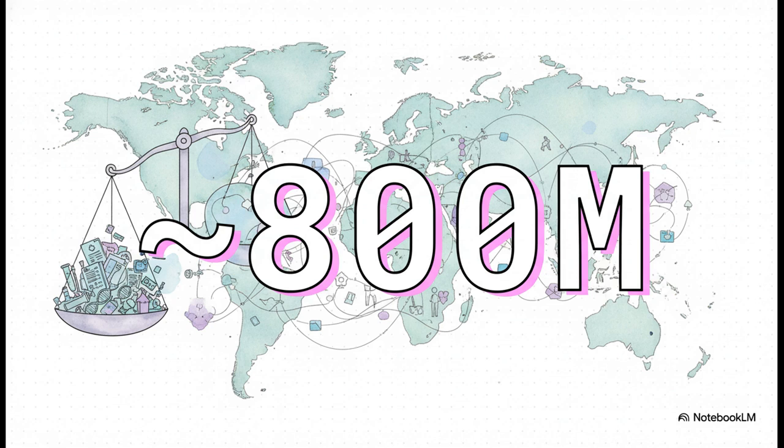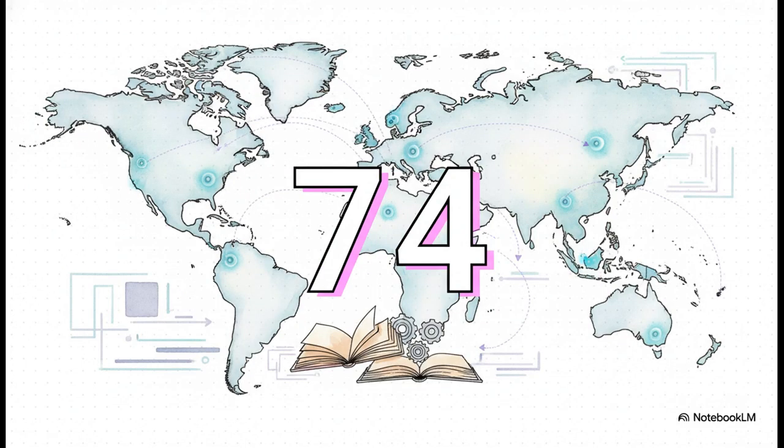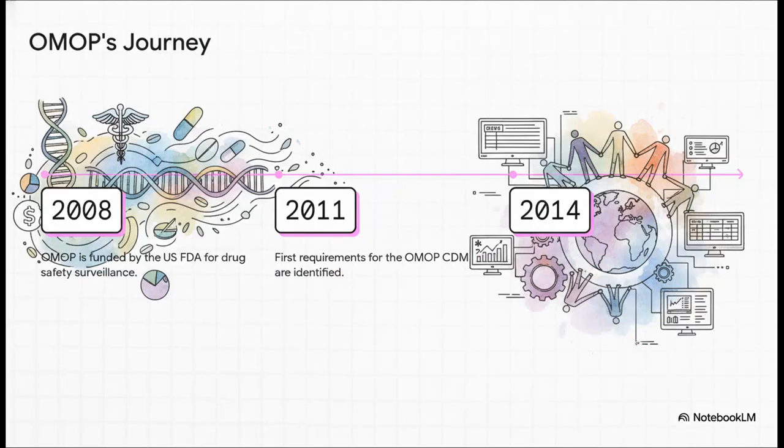This creates a pool of data so massive, it gives us the statistical power to answer questions we could have only dreamed of before. And this isn't just one or two countries. We're talking about a truly global collaboration. There are collaborators in 74 different countries, all using the same data model, all running the same analyses, all contributing to a single, shared body of scientific evidence. It's incredible.